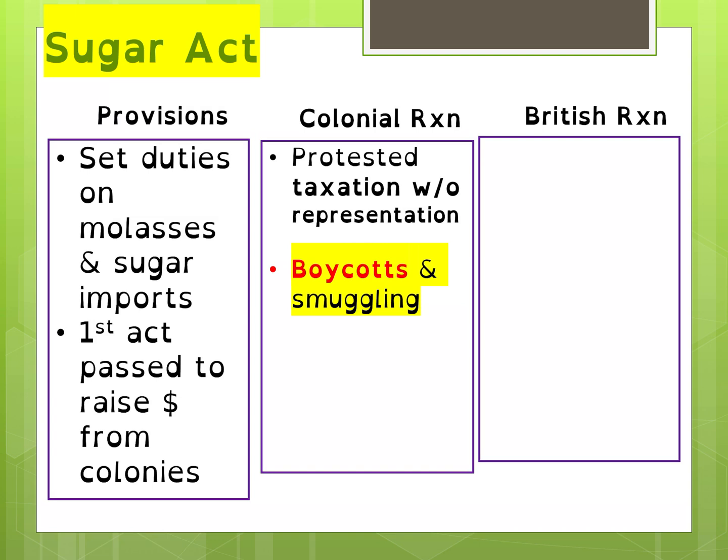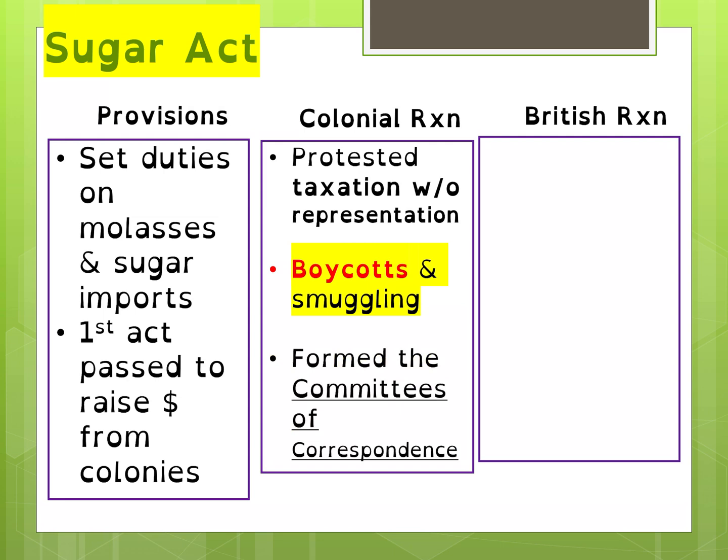Boycotting goods is a very effective way of protesting because it means you're refusing to buy it. And if you refuse to buy it, then the British aren't going to make any money off of it anyway. So that usually sends a very strong message. The colonists are going to start to organize here with the Sugar Act. They form what's called the Committees of Correspondence.